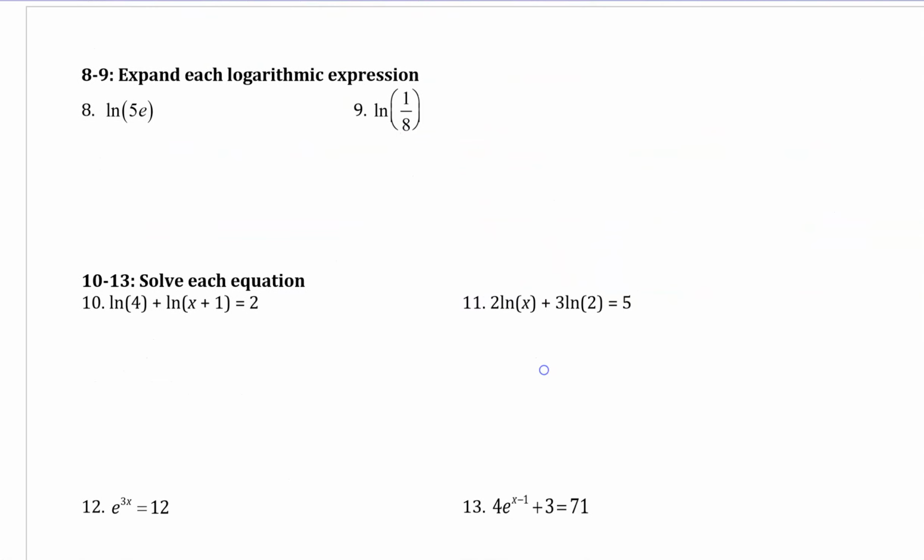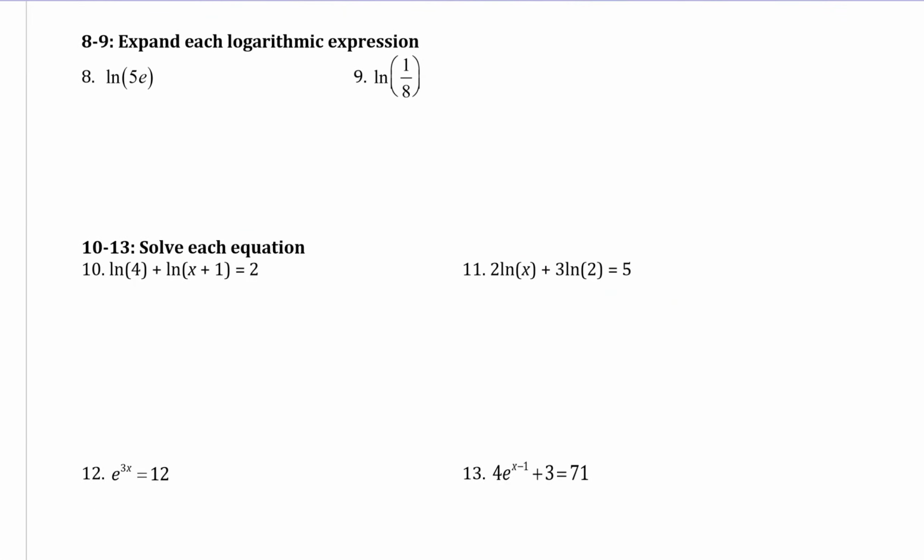Using the same properties, natural logs can expand. So if you have 2 things multiplying together inside a log, you can use the product property here to expand them. So this would give me the natural log of 5 plus the natural log of e, because I can use the product property to take the sum of the 2 separate logs. But then the natural log of e is just 1.